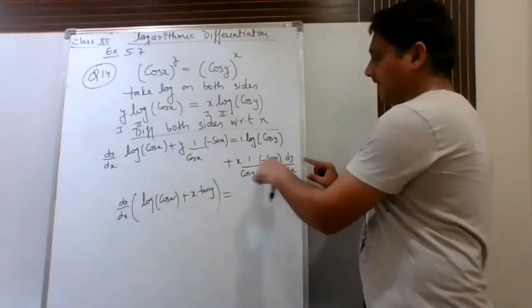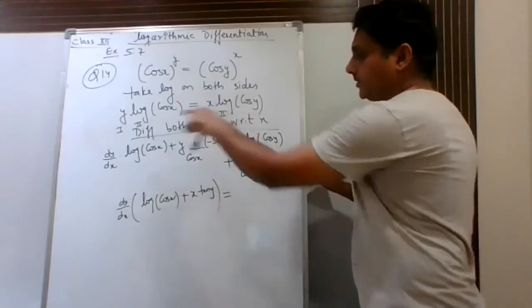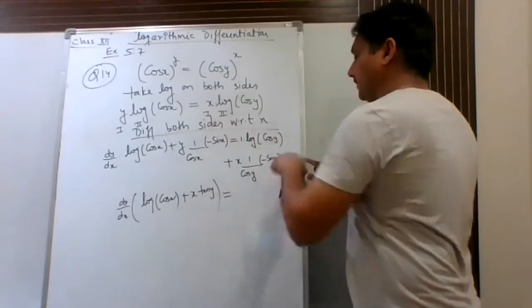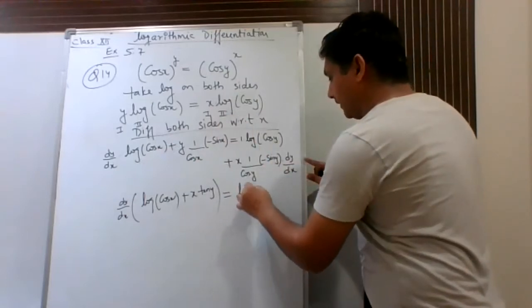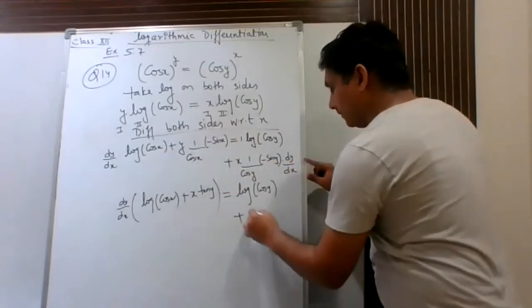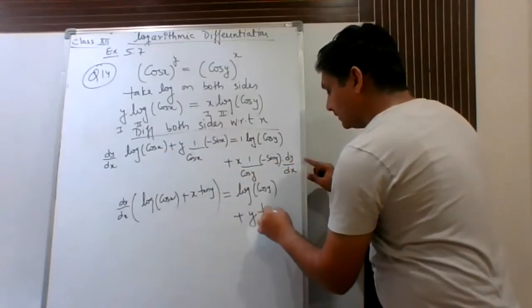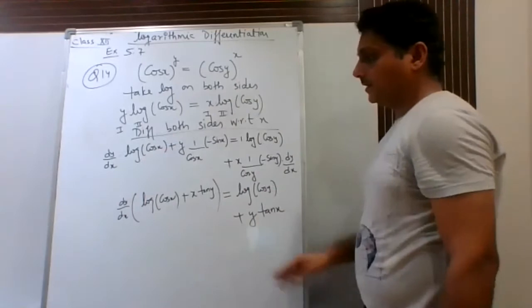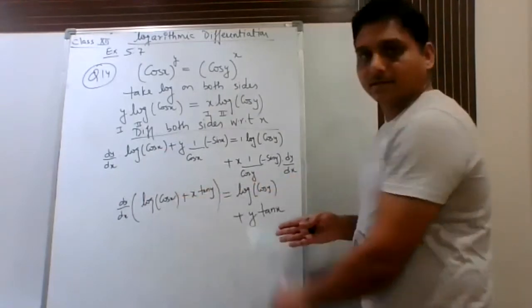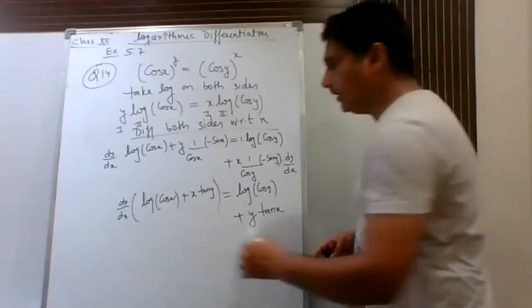I had written this as tan y. So when I shift it to the other side, it will become x tan y. And now shift this term to the other side. So this is log cos y plus y tan x. So simply you can write dy upon dx as this expression divided by this expression. So that will give you the final answer.